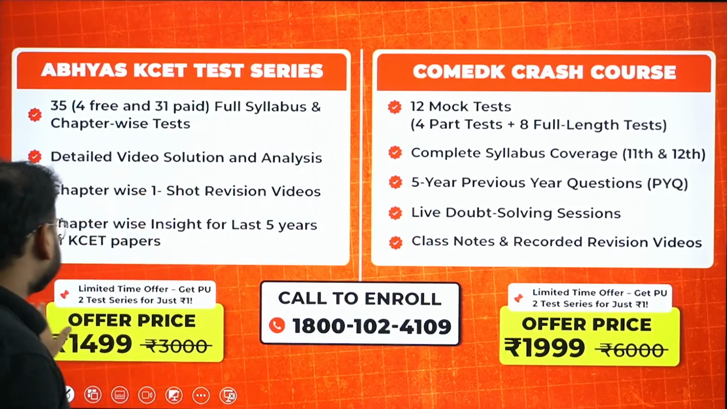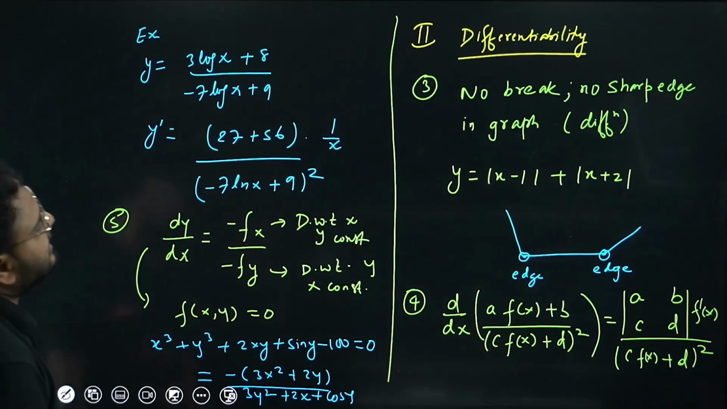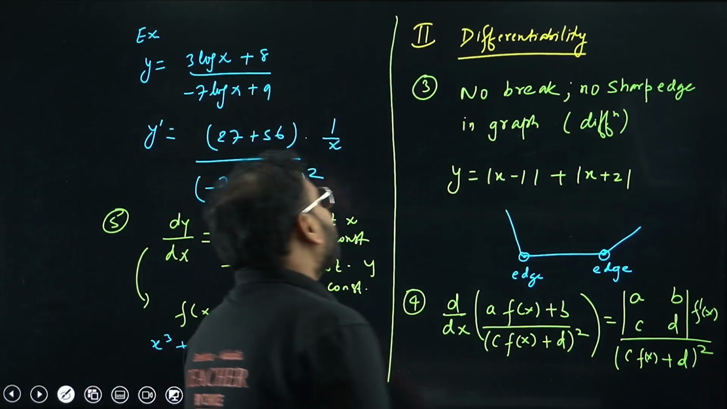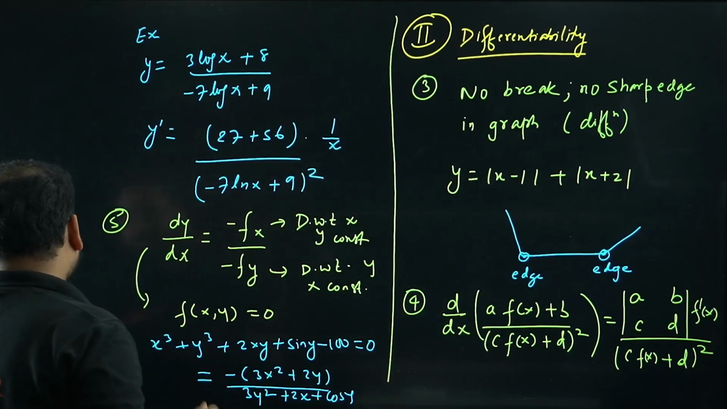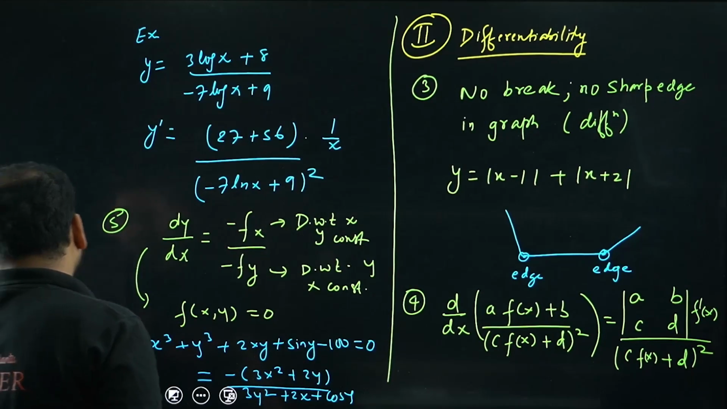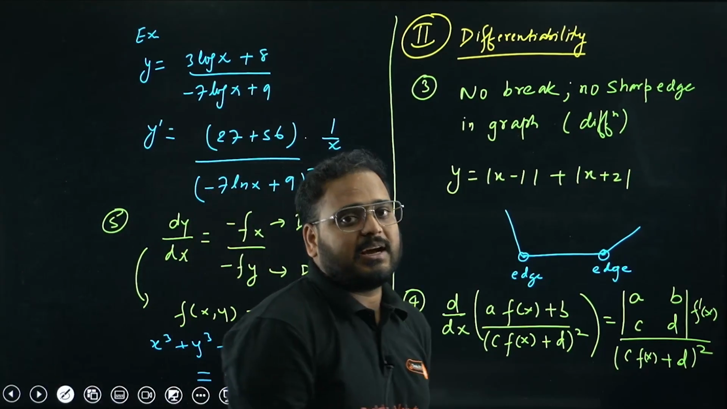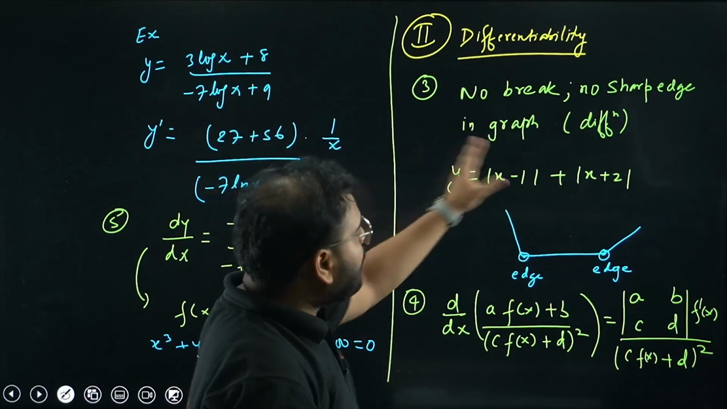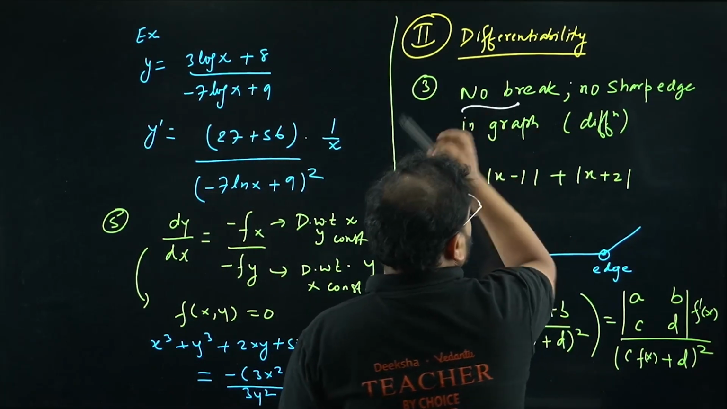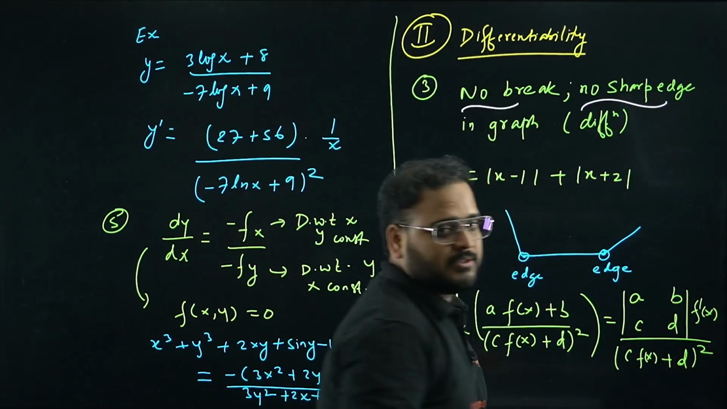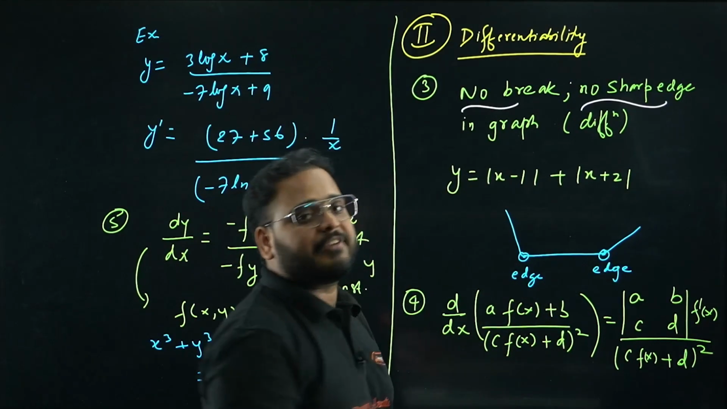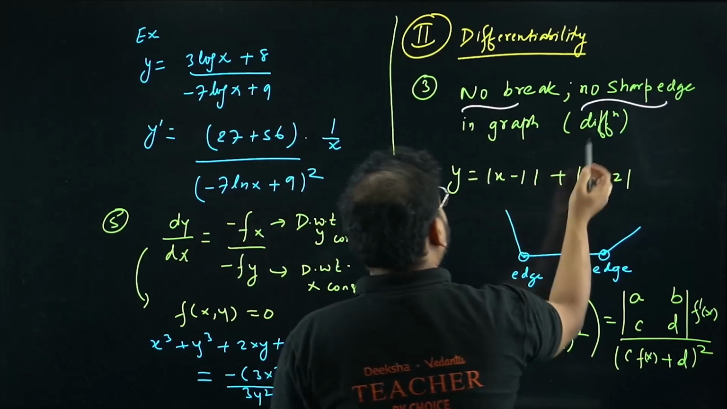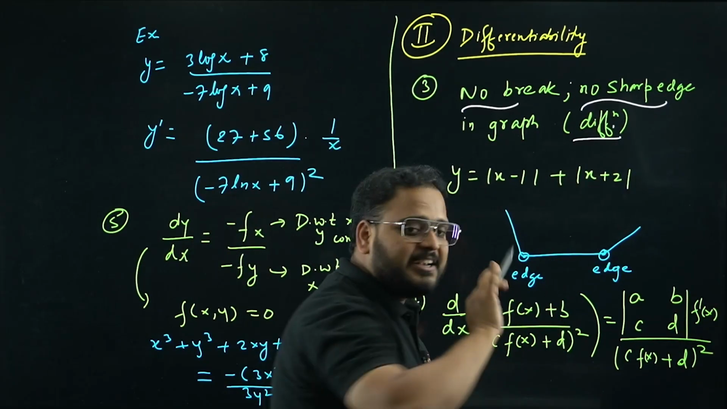Okay, let's begin our next set of tricks. We have, please check, from the chapter differentiability, again a high weighted chapter. Whenever you have no break or no sharp edge in the graph, we'll call the function simply differentiable. If there is a break or sharp edge, you can say non-differentiable.